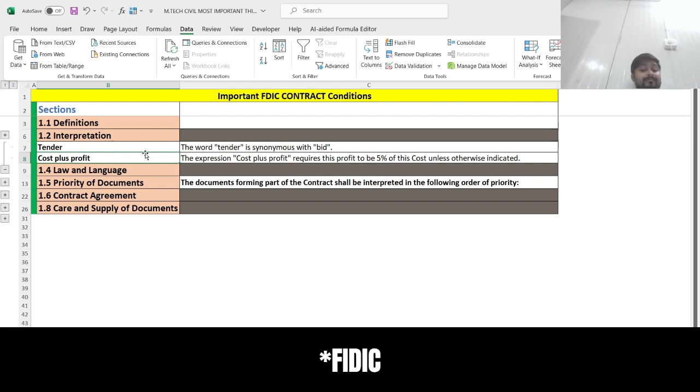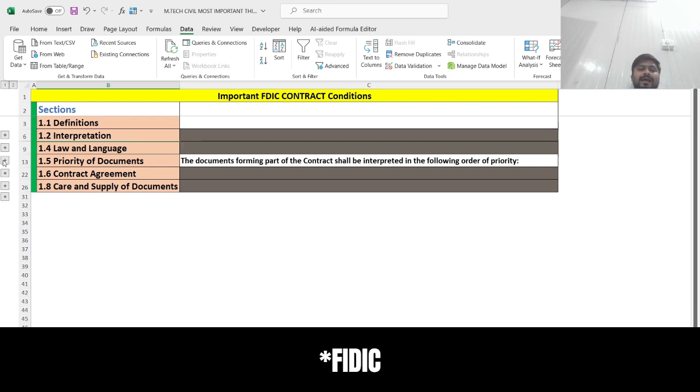And as I told you, if the employer is happy, it can even go up to 10% and 15%. All right. Now let's talk about law and languages.